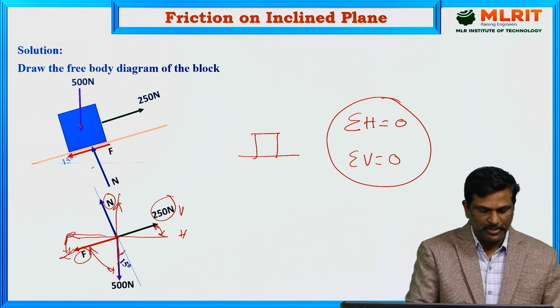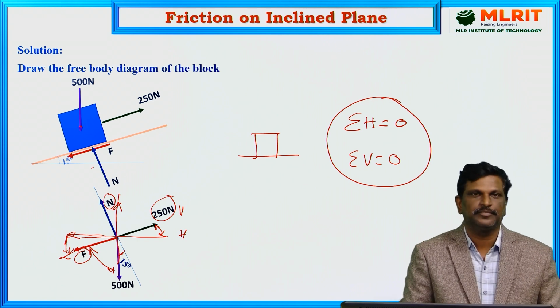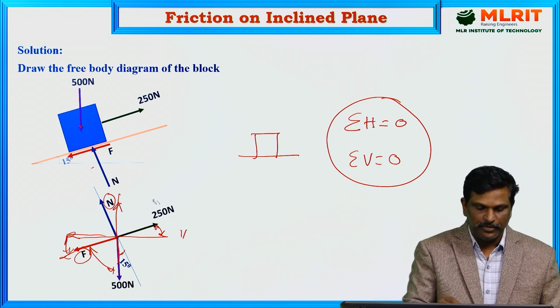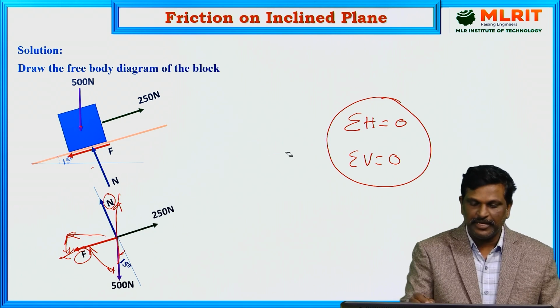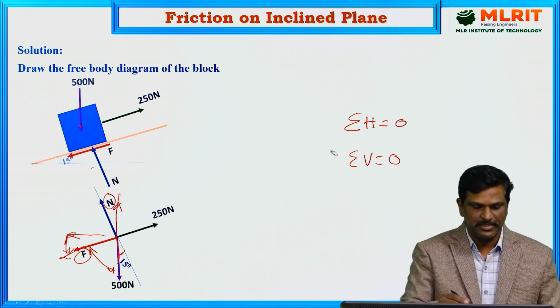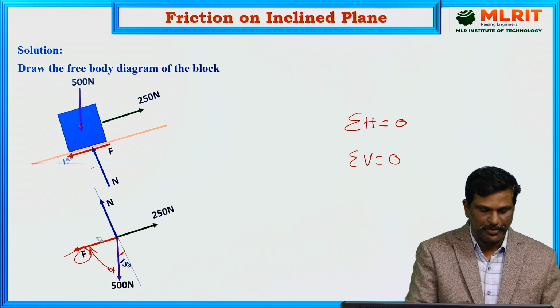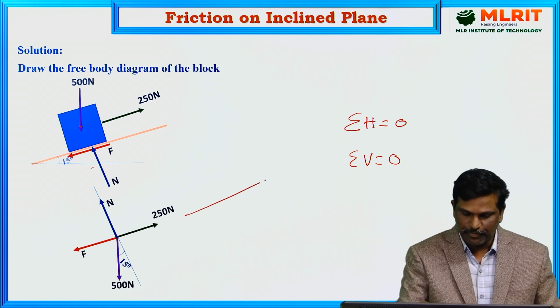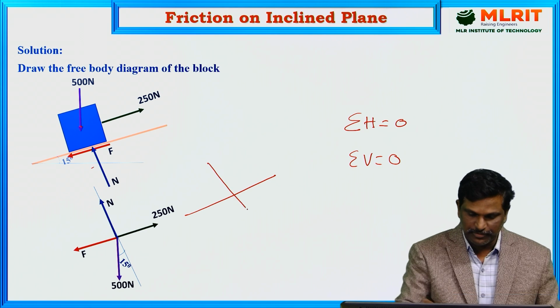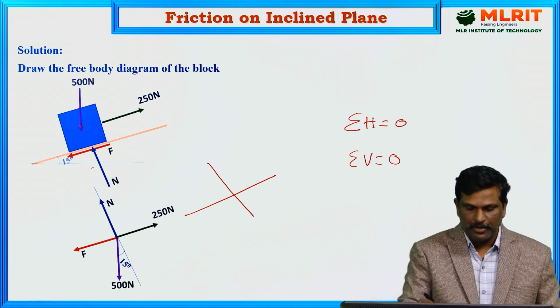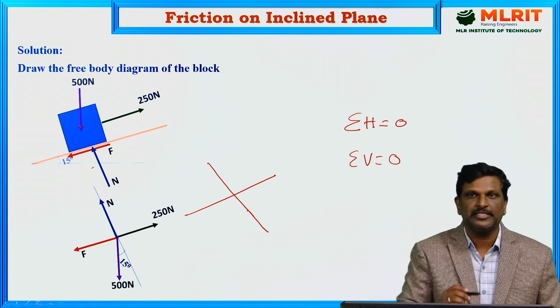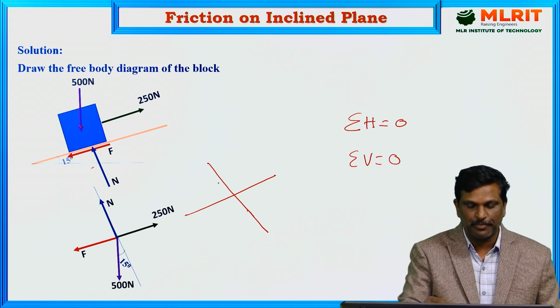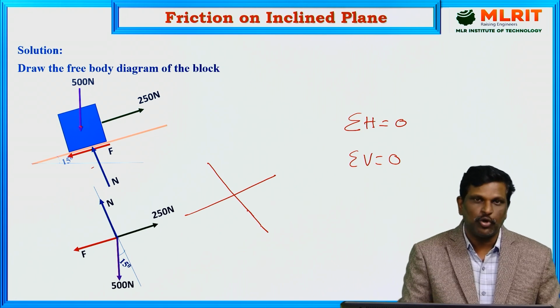To overcome this problem, or to avoid this resolution of too many forces, we will resolve the forces into two mutually perpendicular directions. Those are, one is parallel to the plane, the other one is perpendicular to the plane. Let us understand the advantage of resolving the forces parallel to the plane and perpendicular to the plane when solving inclined plane problems.